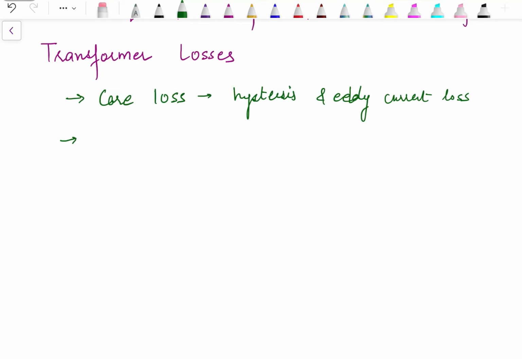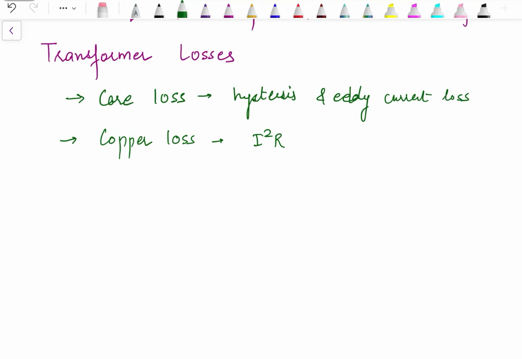Then there is copper loss. Copper loss is the loss which occurs in the primary as well as secondary winding of the transformer. So basically this is I square R loss. The name given to this is copper loss since the winding of the transformer is made up from copper.